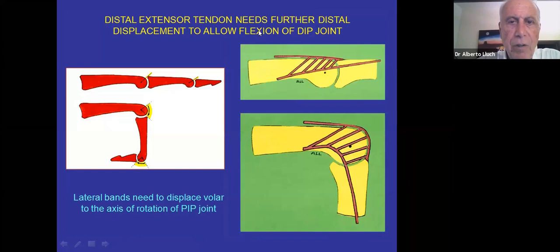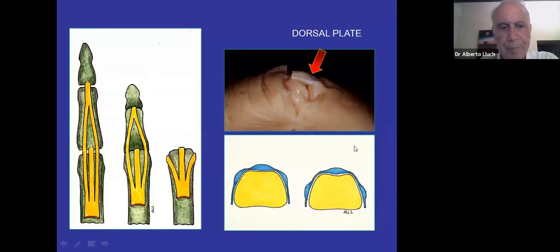The extensor tendon needs further distal displacement to allow flexion of the DIP joint here. So the lateral bands, in order to flex the DIP joint, they have to displace volar to the axis of rotation. This is the central slip, and when we flex the joint, the lateral band falls below the axis of rotation. These structures right here change position.